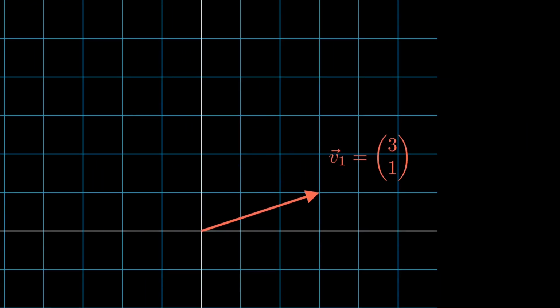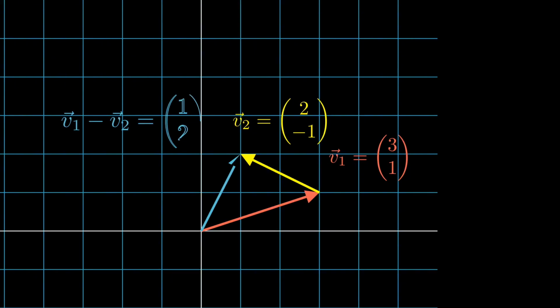Now we come back to vector subtraction. Subtracting a vector can be considered as adding a vector, but multiplied by negative 1. So now we once again place the tail of the second vector on the tip of the first, but now we change the direction of the second vector. This gives us the vector that we need.